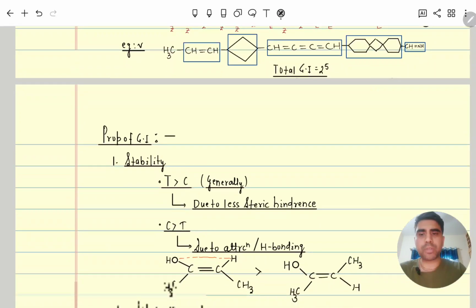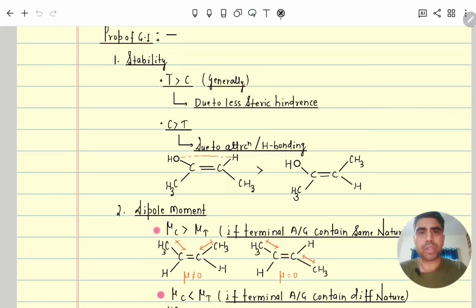Now coming to properties of GI. First, stability. Generally trans is more stable than cis because of less steric hindrance, because bulky groups will be far apart. Whereas sometimes cis is more stable than trans when it has interactions like intramolecular hydrogen bonding. So here cis is more stable than trans.